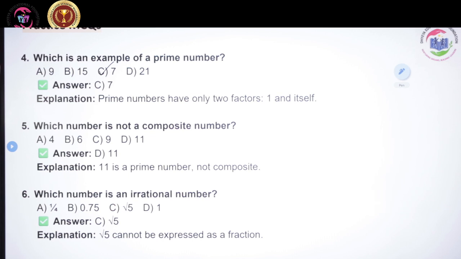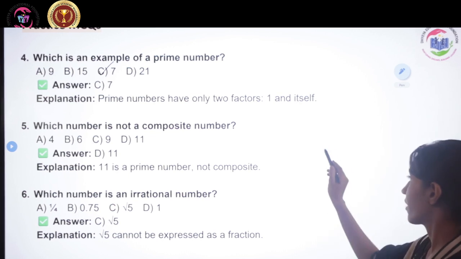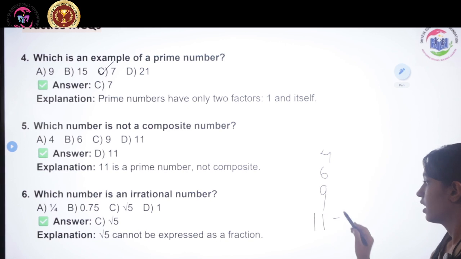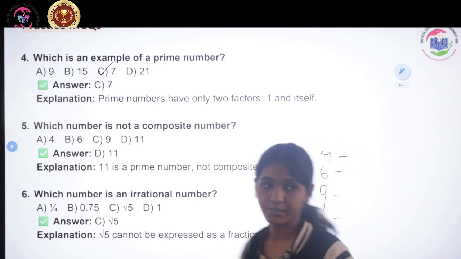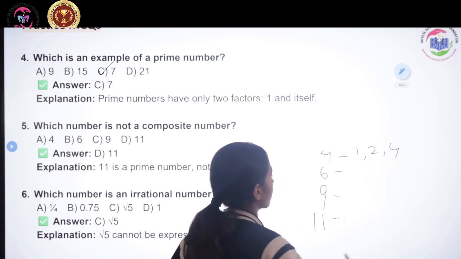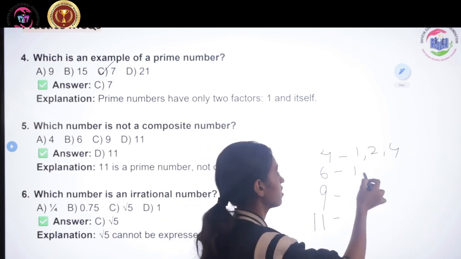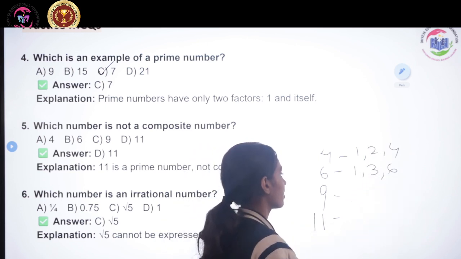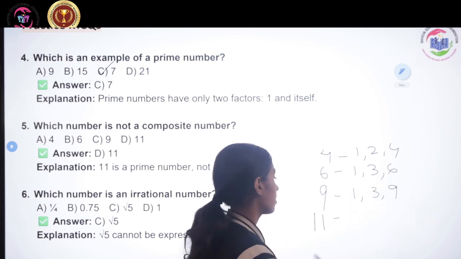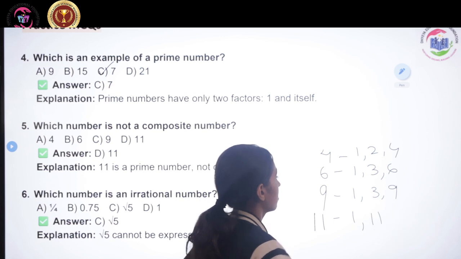Let's take out each and every number's factors: 4, 6, 9 and 11. What are the factors of 4? Factors of 4 are 1, 2, 4. Factors of 6 are 1, 2, 3, 6. Factors of 9 are 1, 3, 9. Again, factors of 11 are 1 and 11.